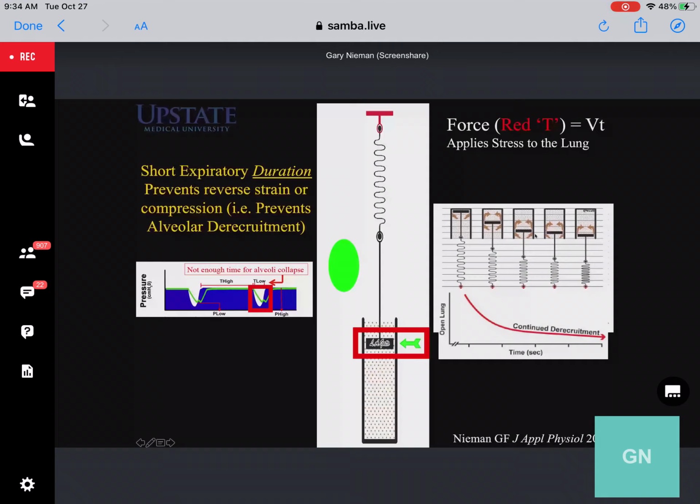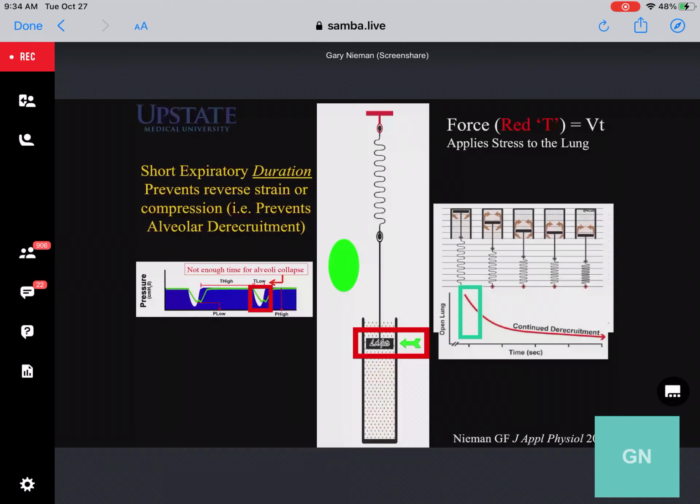And we can see if we stop our breath early, we will prevent all of this continued de-recruitment over the 5-second expiratory phase. So this is a spring and dash pot tool to demonstrate why a short expiratory duration will not give time for these viscoelastic alveoli to collapse.